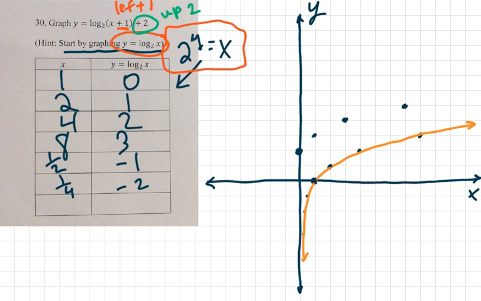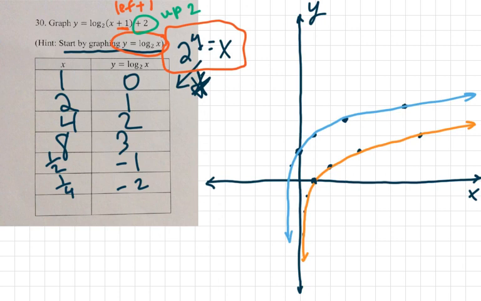So use what we know about our transformations to get the points that we need, and save yourself the hassle of doing all of these computations. Don't do those computations. Do the computations for the one that we know and then shift it. So the final graph, I'm going to graph in blue. That is our shifted logarithmic graph.